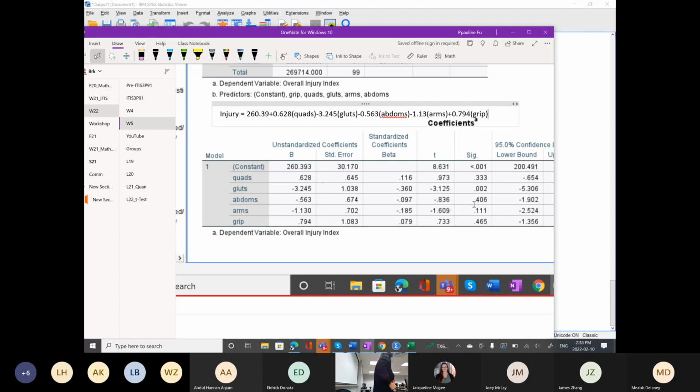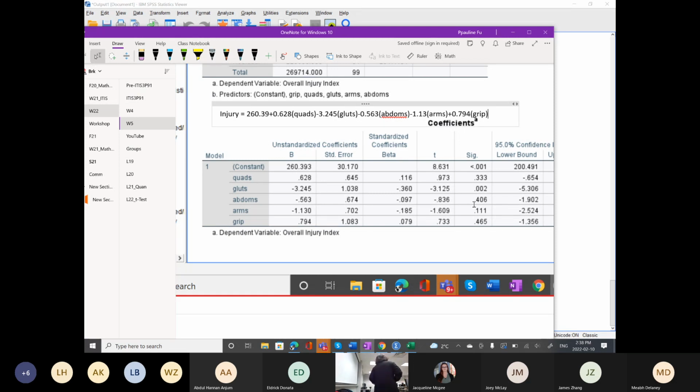Does it matter what order you take them out in? Like, do you do the highest one first? The order does matter. Which one would you delete? The biggest p-value, delete that one. You choose which p-value is the greatest, and you delete that one first.